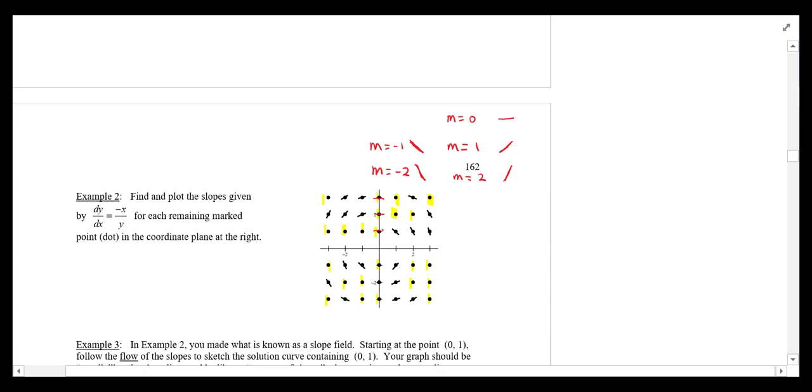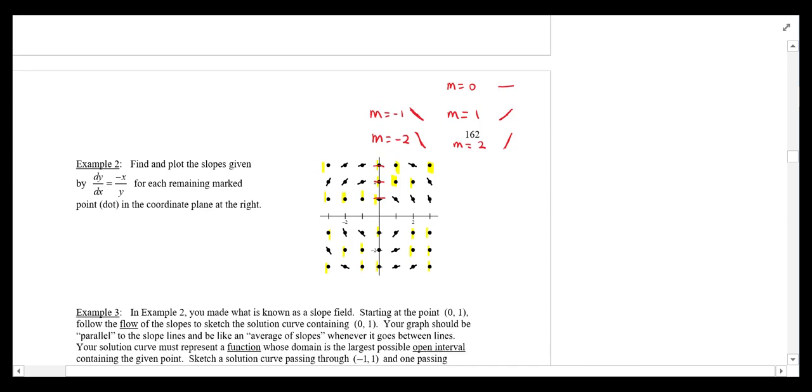I know these are all 0, right? Because x is 0. These all seem to be negative 1. And then as I get closer, they get flatter, like that. I know this one here is positive 1. This is positive 1, also positive 1. And as I get closer and closer, they get steeper and steeper.